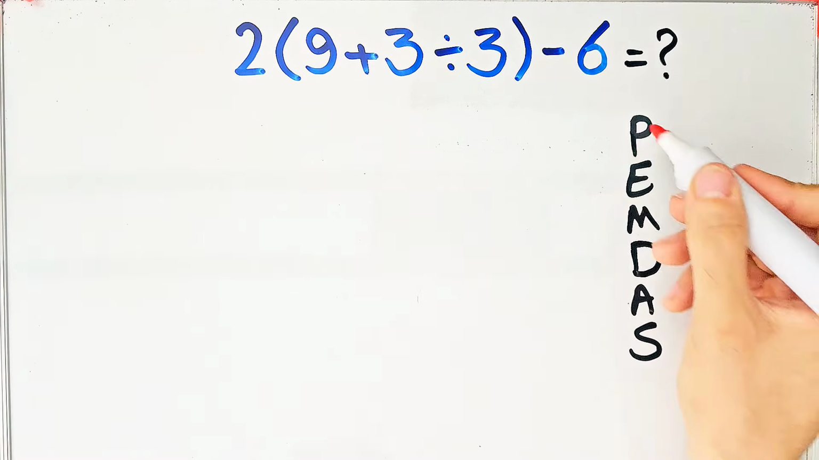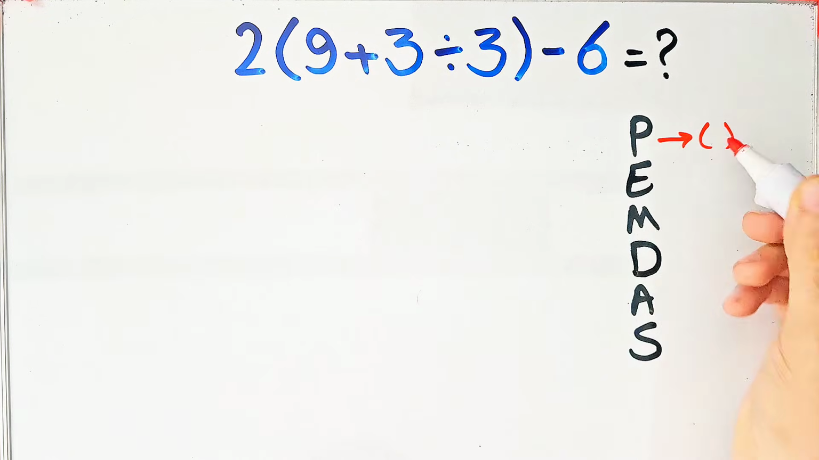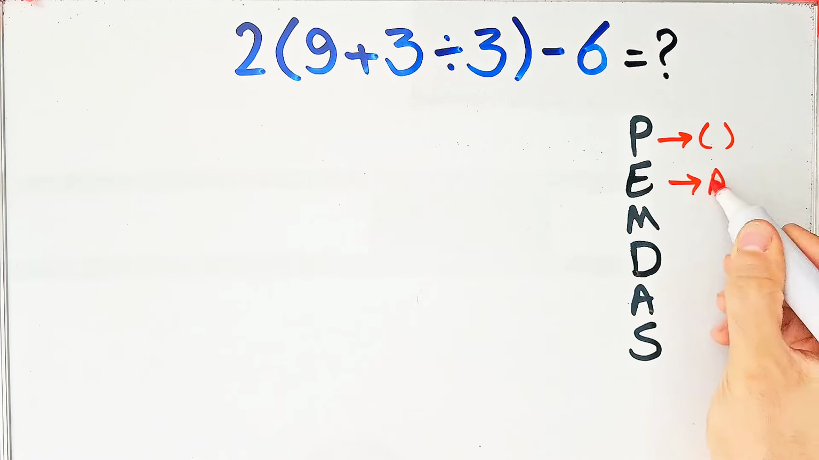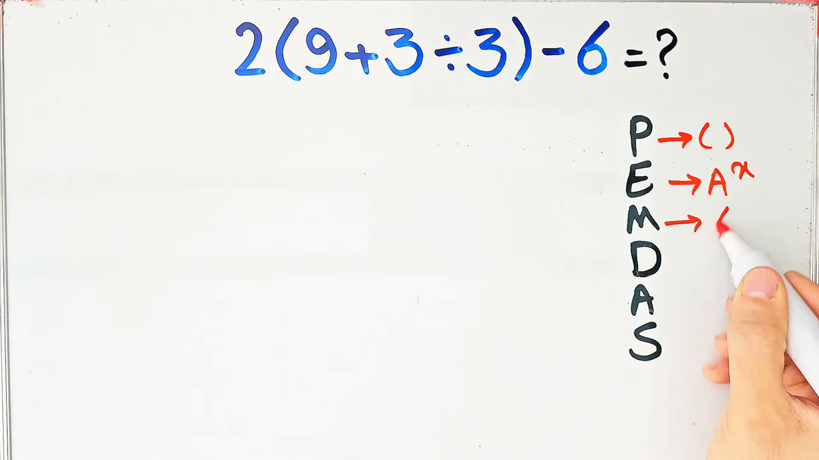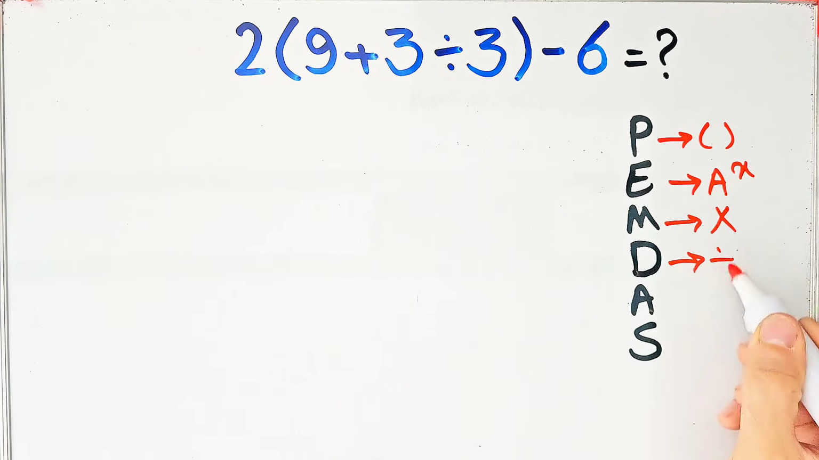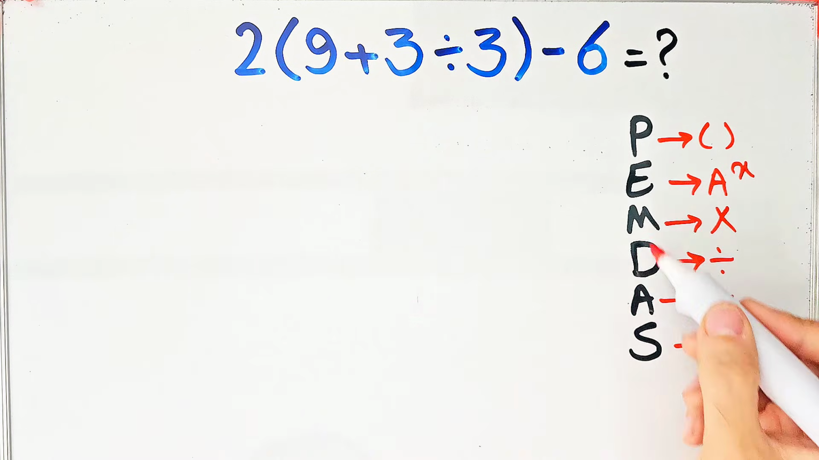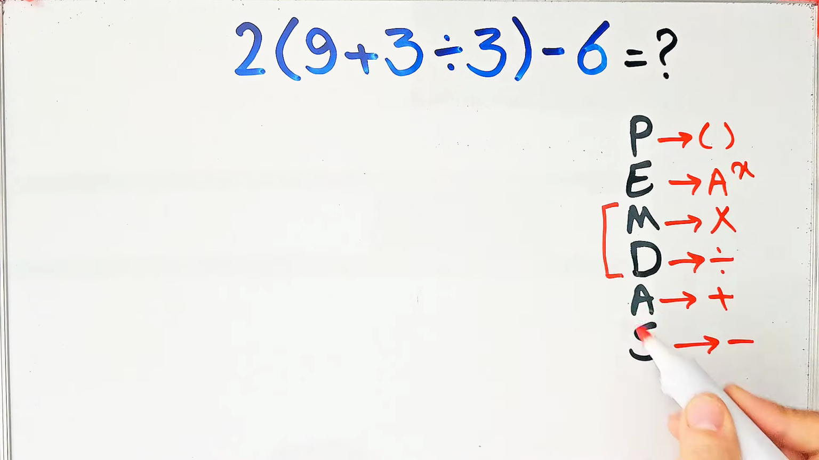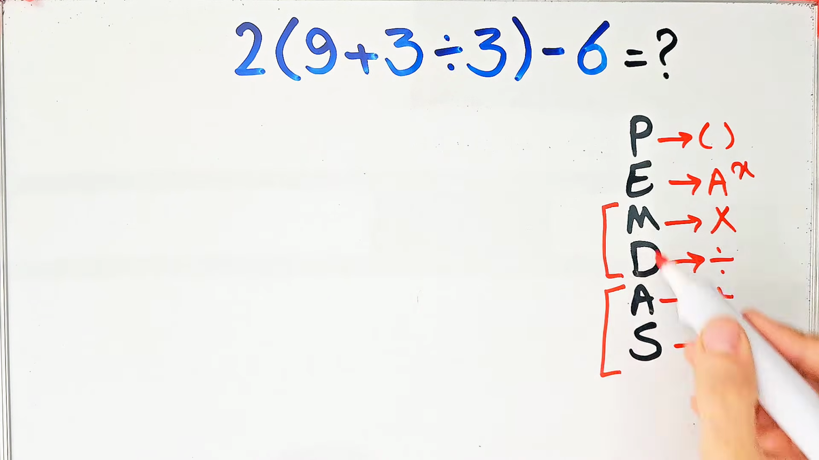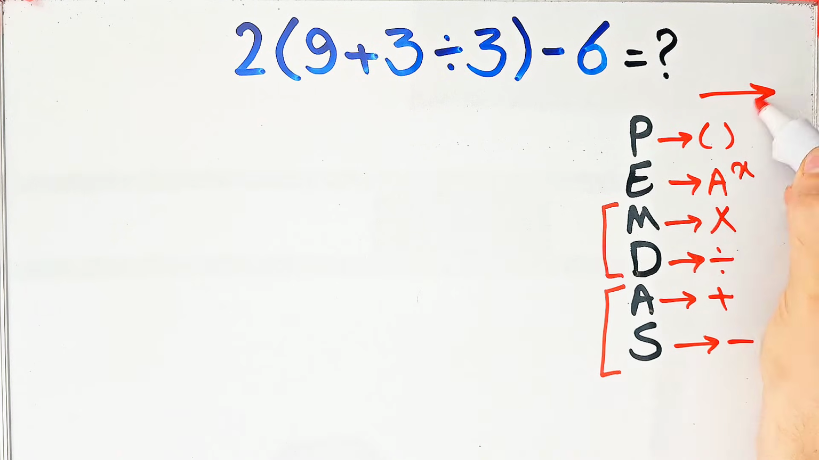In this rule, P stands for parentheses, E stands for exponent, M stands for multiplication, D stands for division, A stands for addition, and S stands for subtraction. Multiplication and division have the same level of priority. Also, addition and subtraction have the same level of priority. When we have both in an expression, we start from the left and simplify the question.